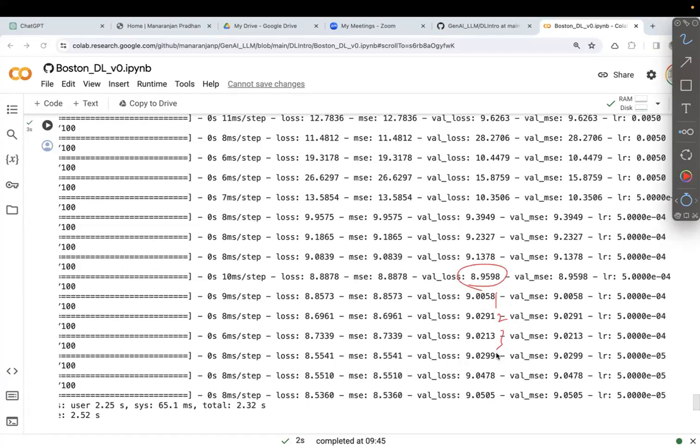Then 1, 2, 3, 4, 5, 6. You can see the next 6 steps actually gave a higher loss than this one, right? That's why I decided to stop it here. 6 steps. Because I've already got the loss and the next 6 steps have not helped me. So let me stop here.